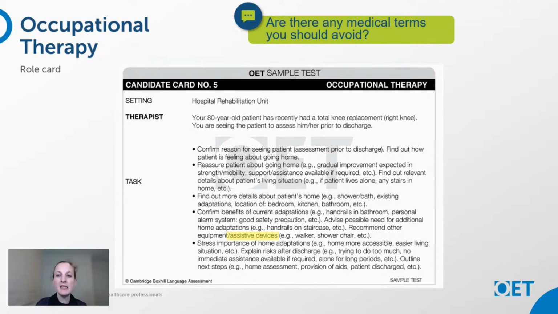assistive devices is the only one that I would say the patient is probably less familiar with. It's quite a technical expression. And instead of saying assistive devices, you could use those examples given in the brackets. So a walker, a shower chair, and that would probably be clearer for the patient.